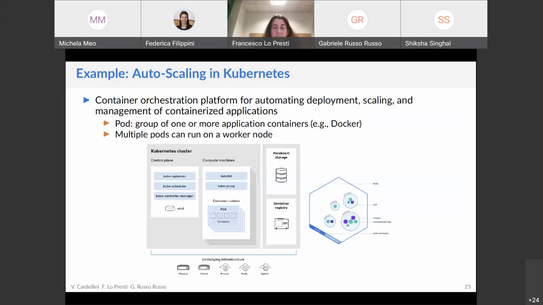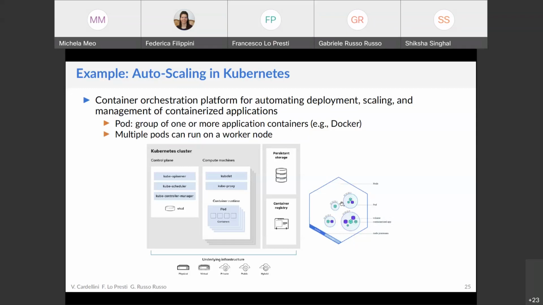And in particular, here you can see the architecture of Kubernetes. I'm not going into detail. It's a master worker architecture. And in the worker nodes, you can see that you have different pods. Here we have a single node with multiple pods, and a pod is a group of one or more application containers, for example, Docker. And so multiple pods can run on a worker node.